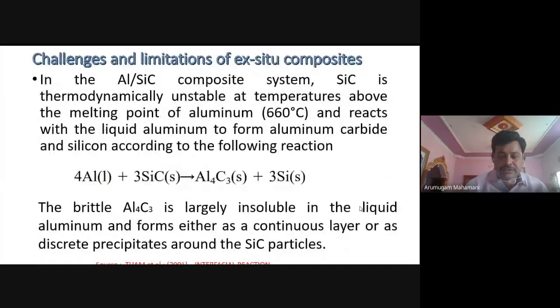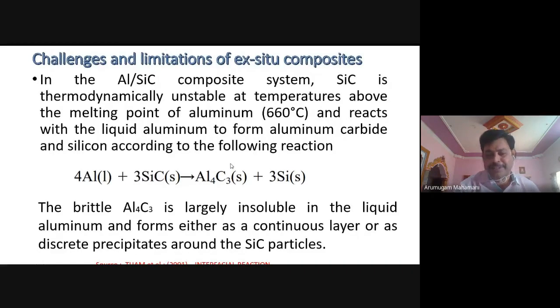Then another important limitation and challenge in the Al-SiC composite system: SiC is thermodynamically unstable. I am sharing this because the aluminum SiC composite material is widely used. What is the problem? SiC is thermodynamically unstable. SiC particle is very cheap among all the reinforcements, so people prefer it. If you look at the literature, the composite material has very high strength. And people make it in the foundry or in their laboratory, and finally, if you test the property, you will get a much lower property.